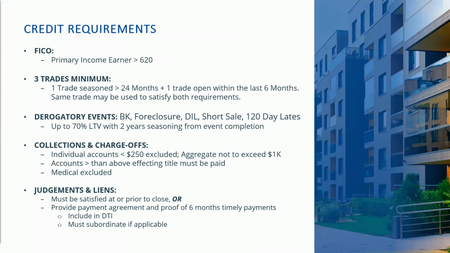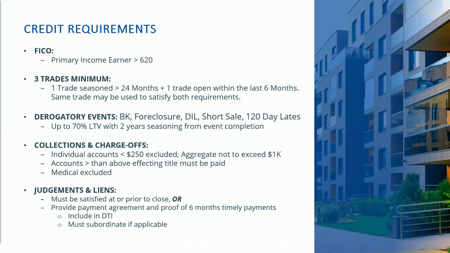Credit requirements. So unlike some, GSE specifically, right, we're not going to always look at the lowest middle score. In fact, there is variance between the products. So if we bring on other products outside of bank statement and 1099, this may be different. But for our bank statement and 1099, we're going to use the primary income earner's score. So their score must be greater than 620.